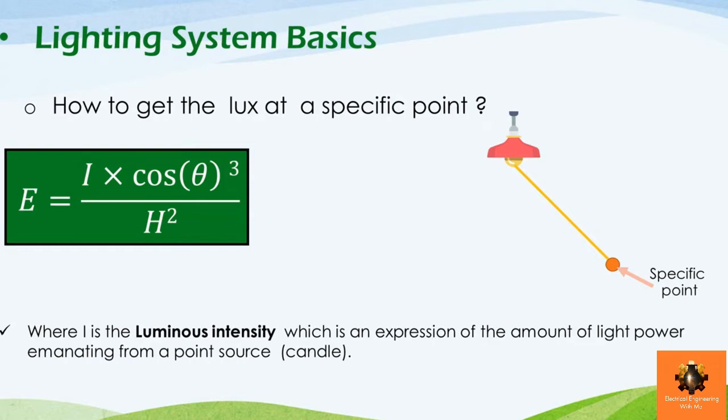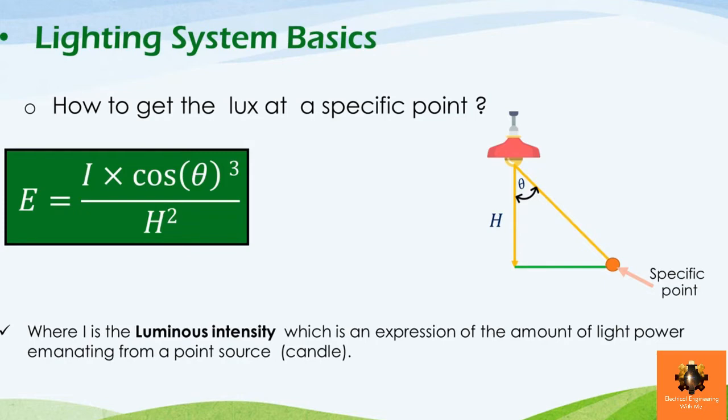So this is about the first parameter I. And then h is the vertical distance from the light source to the surface at which we need to calculate the illumination or the lux. And then theta is the angle between the vertical line and the line that connects the light source to that specific point that we need to get the lux at. So if we need to get the lux at that point, it will be the candle emitted from the lamp times cosine theta to the power 3, where theta is the angle as you see between that vertical line to the light source, over h square, where h is the vertical line here.